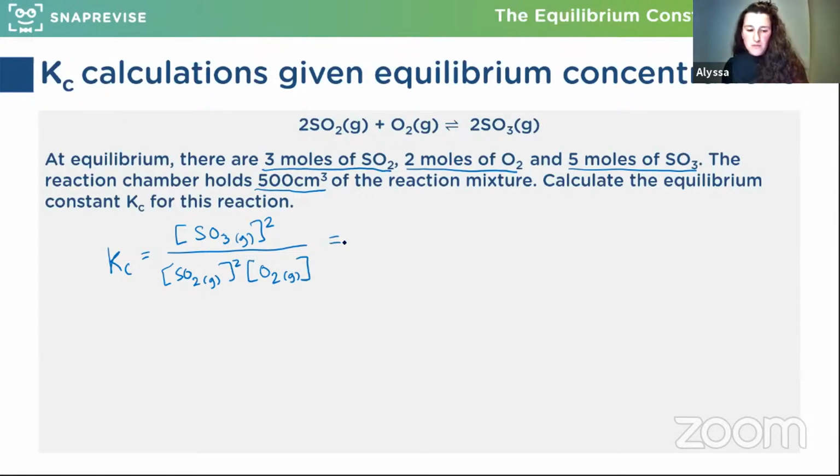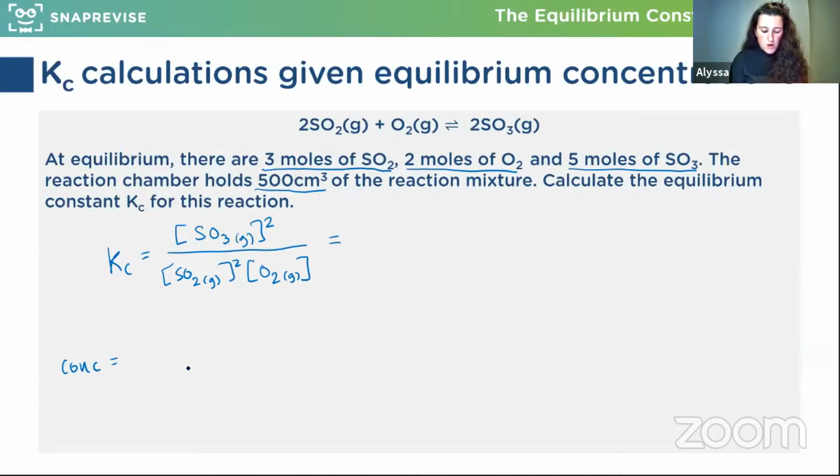How do we plug those numbers in and what do we need to do? So we're looking for concentrations. These square brackets mean concentration. So at the moment we've been given moles and we've been given a volume. So what do we need to do in order to plug these numbers in? We need to work out our concentrations. So you could plug it in, you could create a little table if you wanted to, but we do need to work out our concentration, which is moles per unit volume.